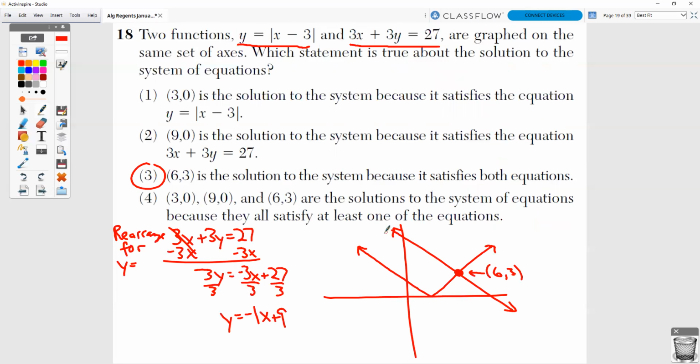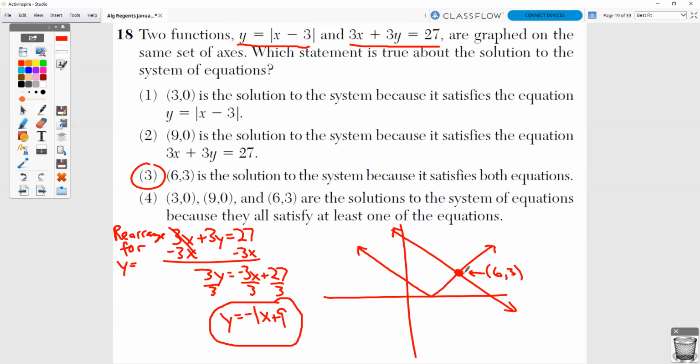In question number 18, two functions are graphed on the same set of axes. Which statement is true about the solution? Well, when you have two equations, the solution is where they cross. So if I rearrange this one for y equals, this first one is already y equals. When I go to rearrange the second one for y equals, I would do -3x, divide by 3, divide by 3, divide by 3. I get this equation. So now I want to graph that equation, which is this one.